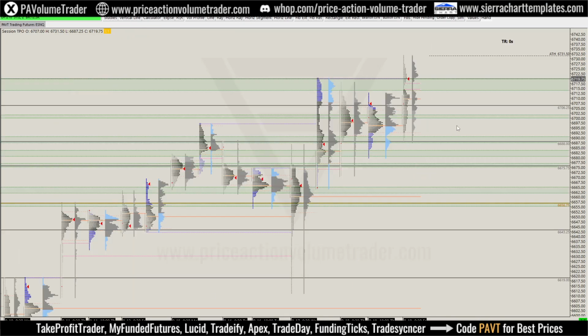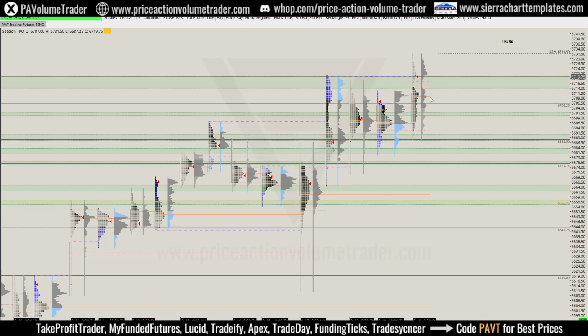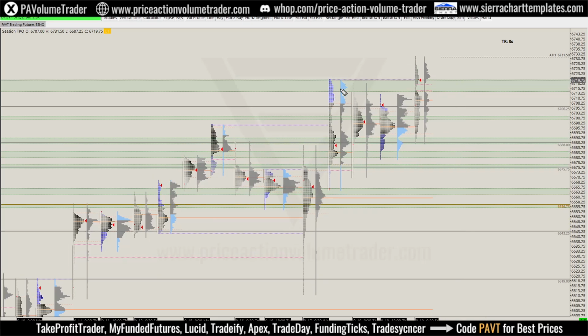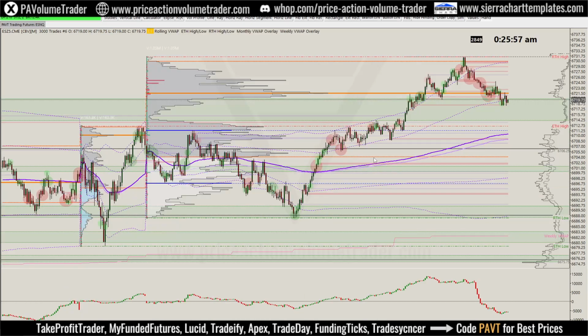TPO, so we pretty much cleaned up the poor highs we had from the previous all-time high right there. No other significant levels there.